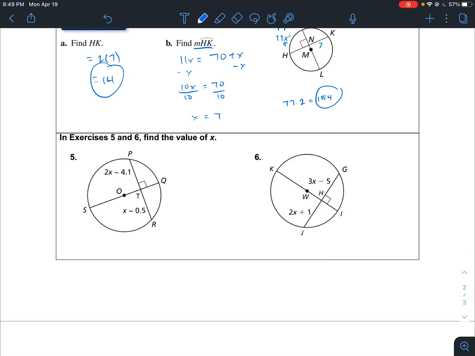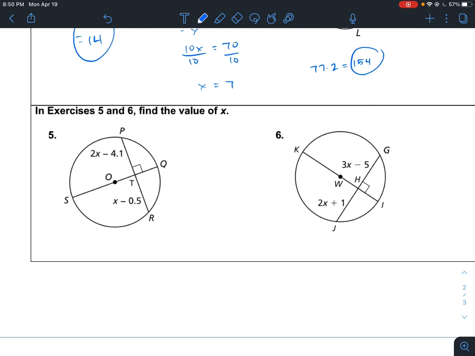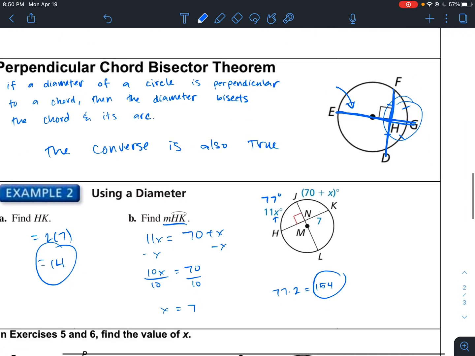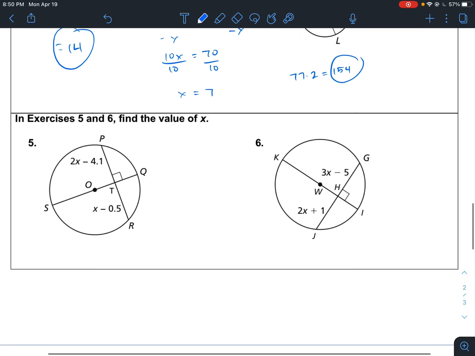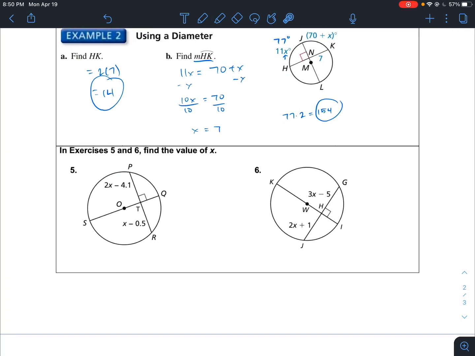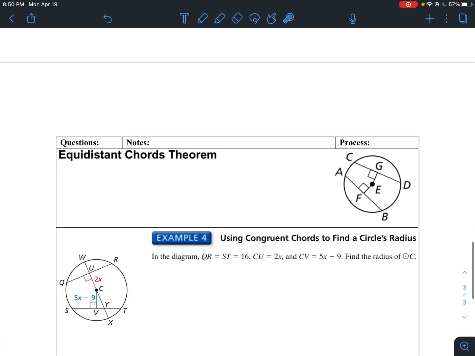So knowing those two theorems, the perpendicular chord bisector theorem and its converse, it wants you to solve for the value of x in these figures. Again, I think this is a pretty straightforward theorem. So you want to find the value of x. Remember, this chord right here has to be congruent with this chord right here because it's bisected, because this is perpendicular. Same thing follows here. So knowing that, you should be able to find the value of x by setting them equal to each other. So if you want to take a second, solve for those, go for it. I'm going to keep moving on.